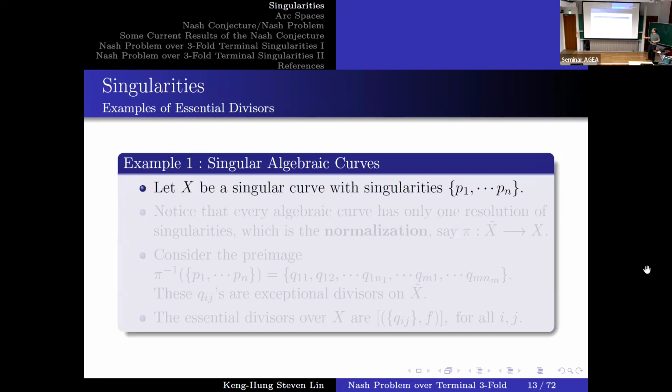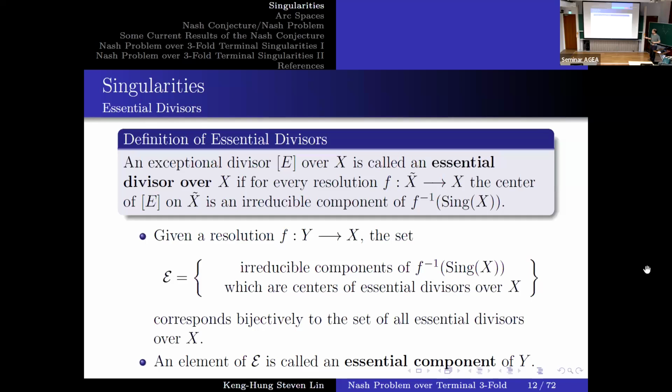So in your definition, that depends on the resolution, or you need to choose some higher model such that all divisors appear. Oh, you mean for the definition of the essential set? Right, this set, you need to choose F. Yeah, it depends on F only. Okay, any questions? No.